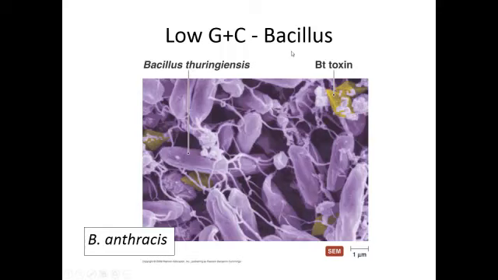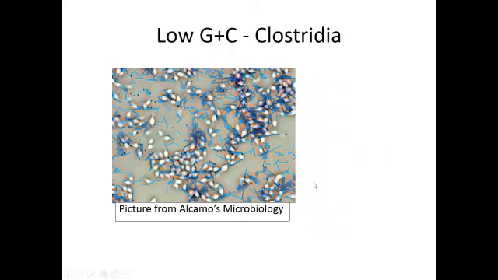So for Bacillus, we have the good guys, and we've got the bad guys. It just depends upon which species it is. On to Clostridia. Now I do Clostridia next because it is a large gram-positive rod, has a low G+C content, and it forms endospores, as you can see from this lovely micrograph.